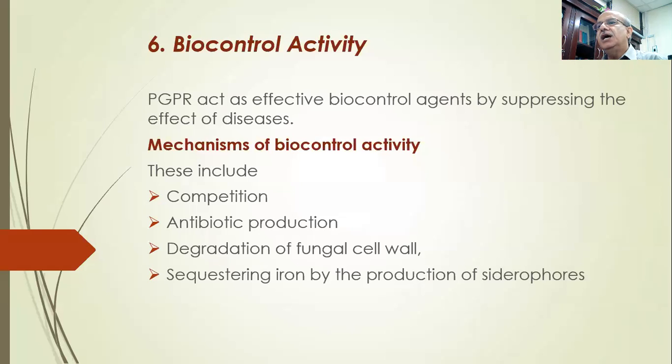Then sequestering iron by the production of siderophores. We have already discussed this, that the PGPR make chelates with the iron which is present there, and as a result, that iron is no more available for the pathogen. Due to the deficiency of iron, pathogens are killed, so the disease caused by those pathogens is controlled.